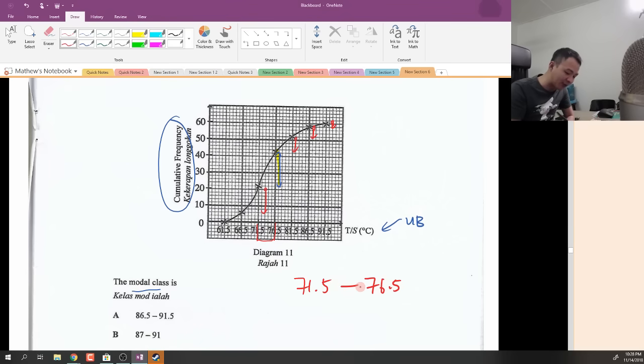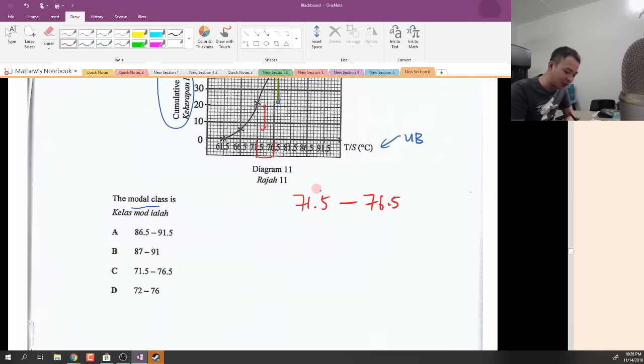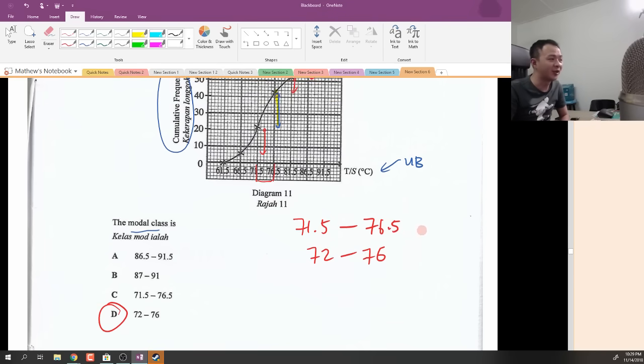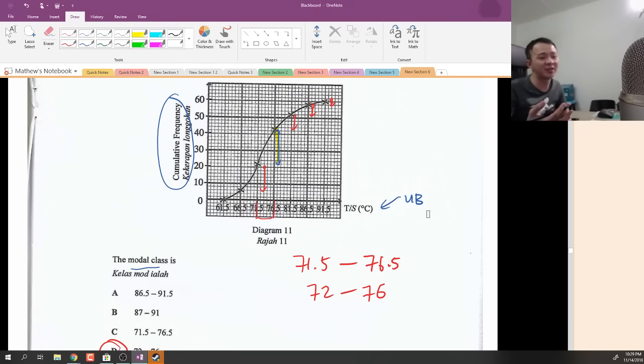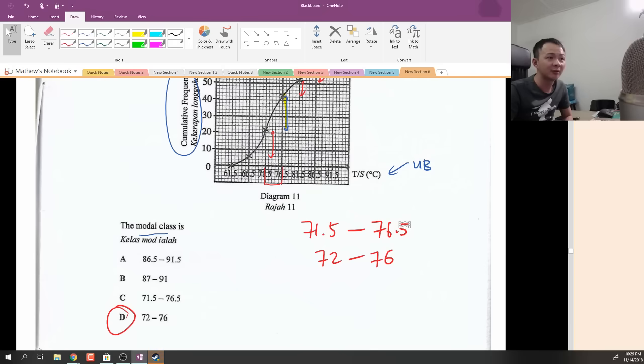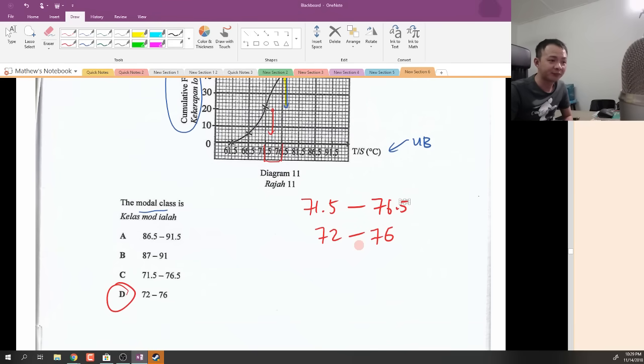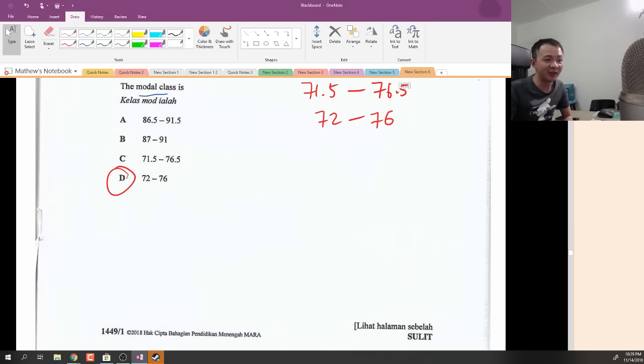But these are upper boundaries, not the class itself. I need to round off. 71.5 becomes 72, I add 0.5. 76.5 becomes 76, I minus 0.5. So the answer will be D. Or you can just subtract them, because this is cumulative frequency. To get the frequency of each class, you just subtract them. So the answer is D.